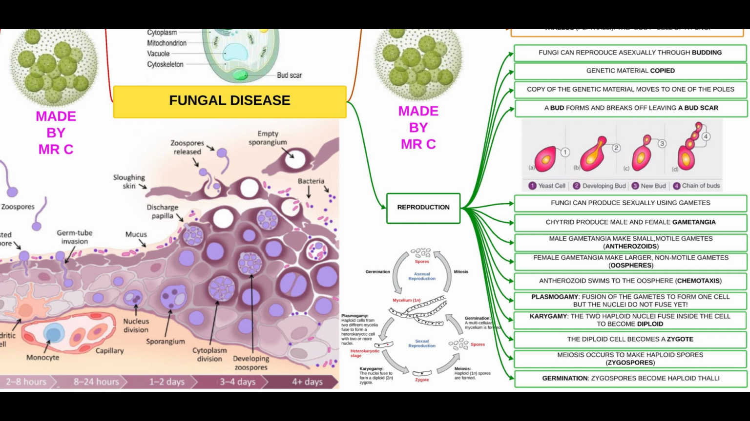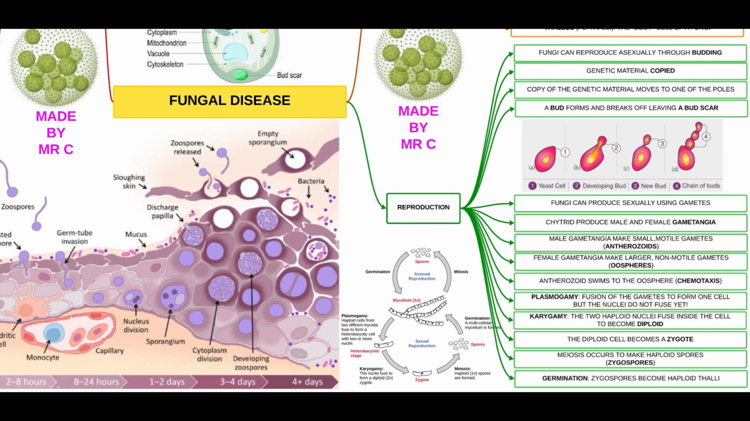Reproduction of a fungus. Fungus can reproduce asexually through budding, and in this case the genetic material is copied. Then a copy of the genetic material moves to either one of the poles. A bud forms and breaks off, leaving a bud scar. Fungi can also reproduce sexually using gametes.